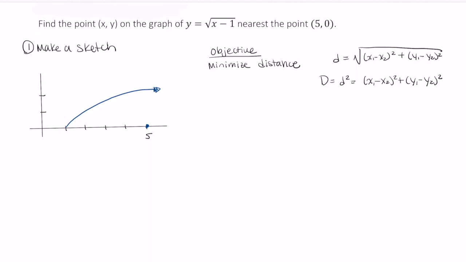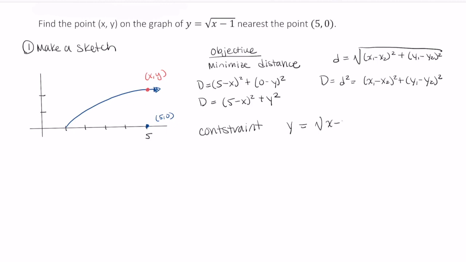Now one of these points, (x, y), on this curve is unknown. We don't know the x value nor the y value, and it may not necessarily be right above 5. I just drew it in any spot. So that is unknown, but we do know this other point, (5, 0). So we are minimizing big D equals (5 minus x) squared plus (0 minus y) squared, which simplifies to (5 minus x) squared plus y squared. What about the constraints? Our constraint is y equals the square root of x minus 1.